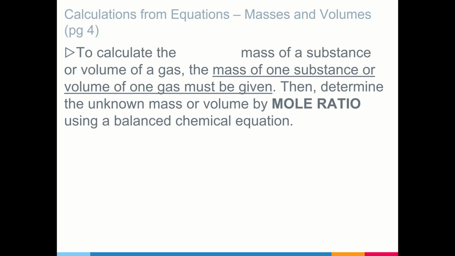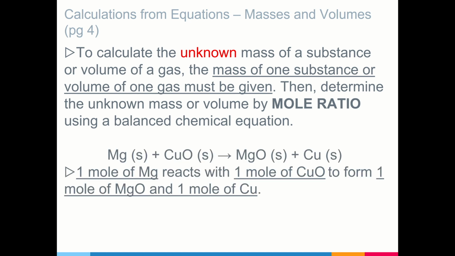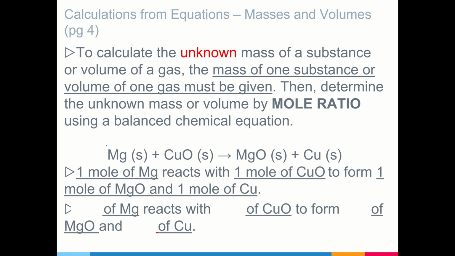So, stoichiometry allows us to calculate masses and volume. We'll do some examples first. The idea of stoichiometry is to allow us to calculate the mass of a substance. For example, I give you the mass of one substance, and you use stoichiometry to calculate the amount produced, and vice versa. If I use 1 unit of magnesium, I know I will also need 1 unit of copper 2 oxide, and I'll produce 1 unit of magnesium oxide and, of course, 1 unit of copper.